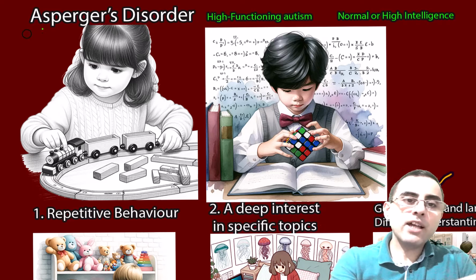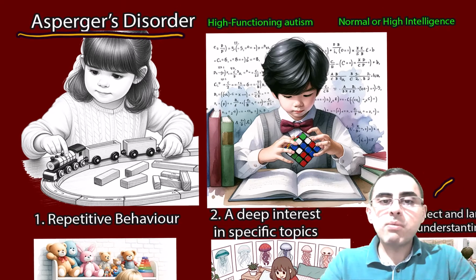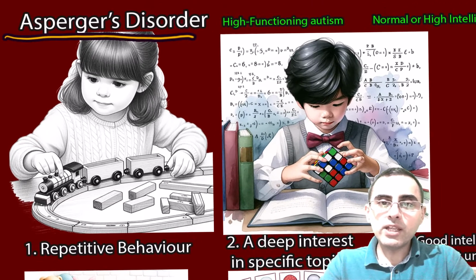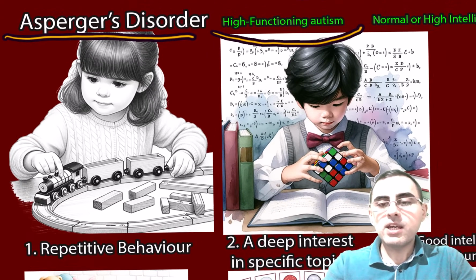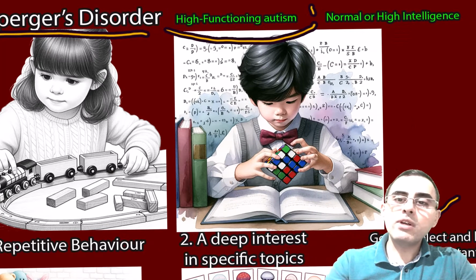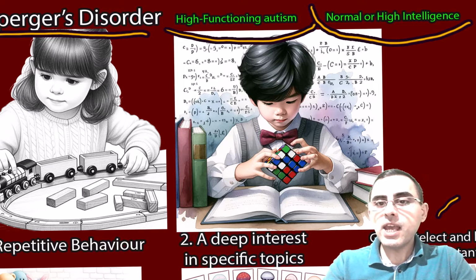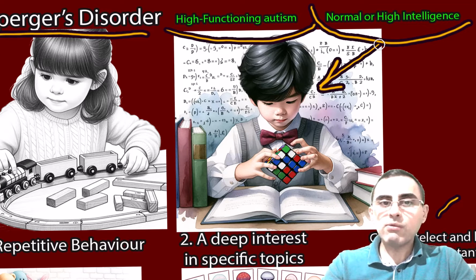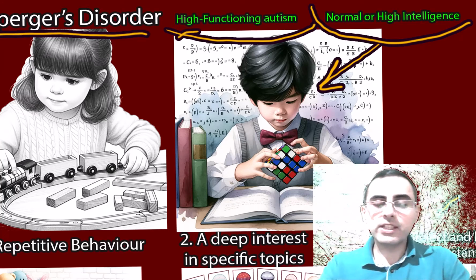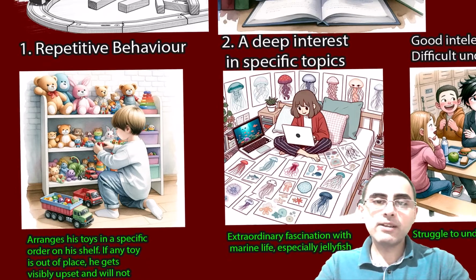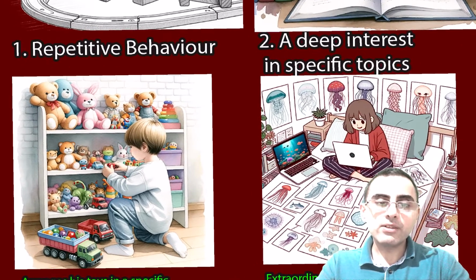We will talk about Asperger disorder. It's part of autism spectrum disorder and also known as high functioning autism. It's called high functioning because such kids have no language delay and they have normal or above average intelligence. That's why it is called high functioning. And now let's see examples and the most important characteristics of Asperger's disorder.